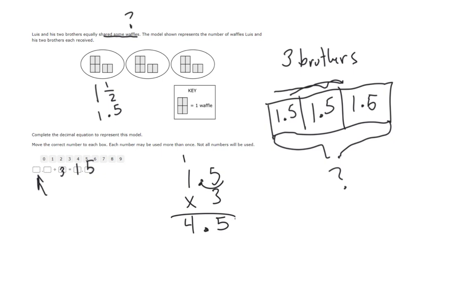So my actual equation basically would be 4.5 divided by the 3 brothers, and each brother got 1.5 waffles.